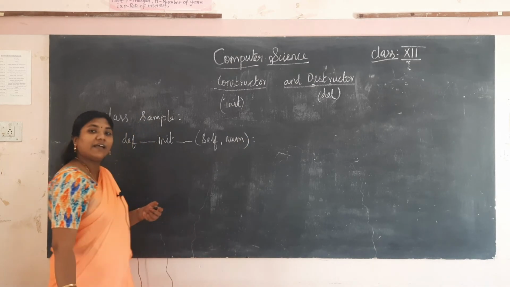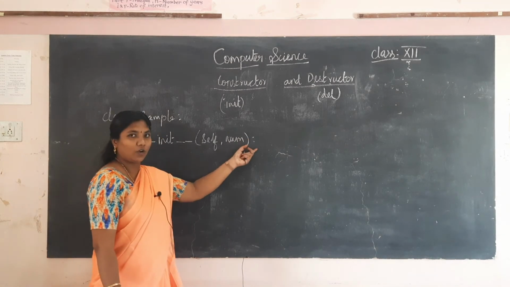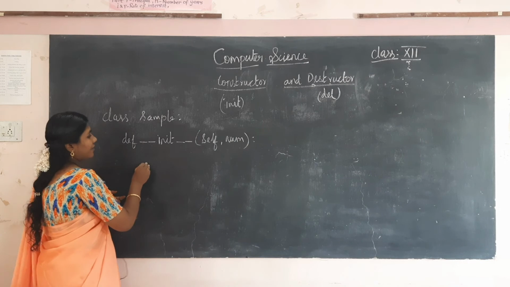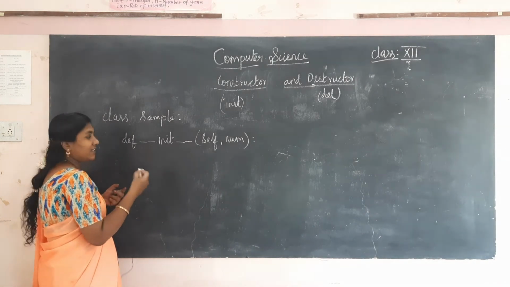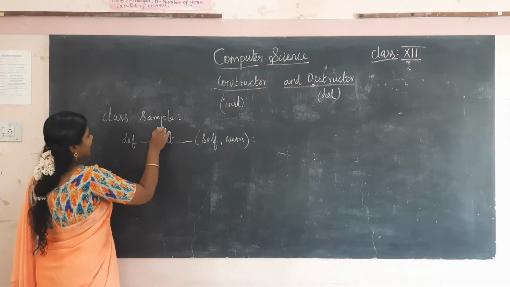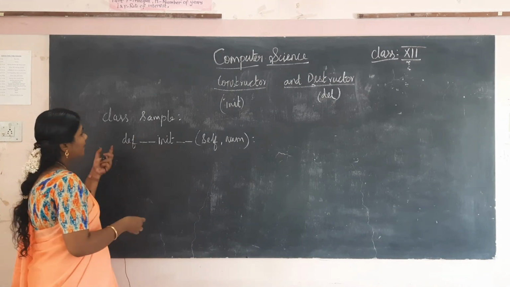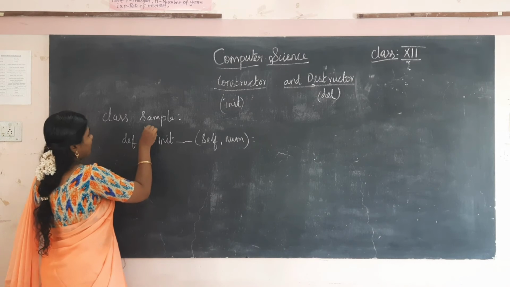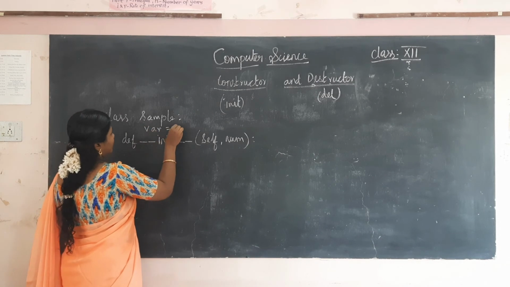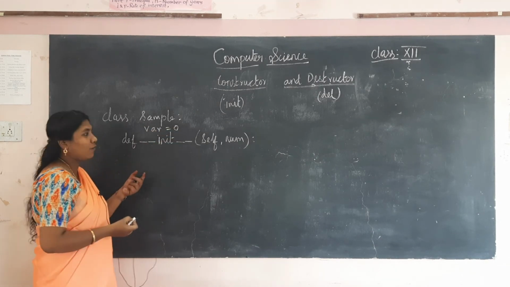Okay. Then we have to specify a colon. And inside this I am going to write the statements. Suppose I am having within the class, let me have one variable. Variable is equal to 0. Like this, let me have one variable.